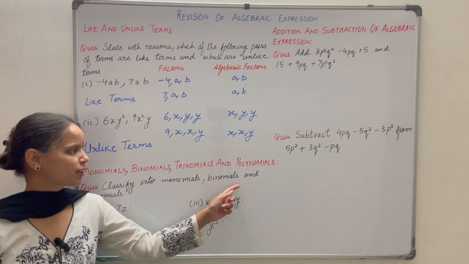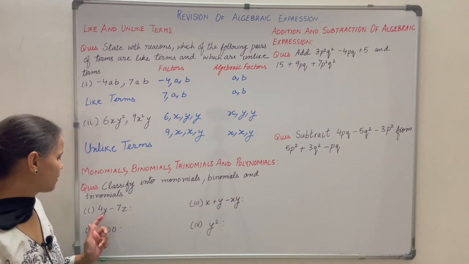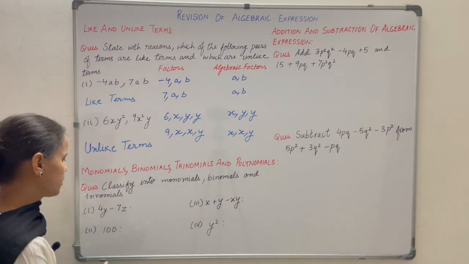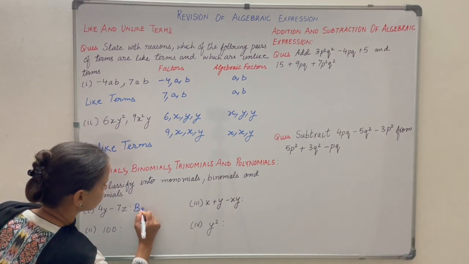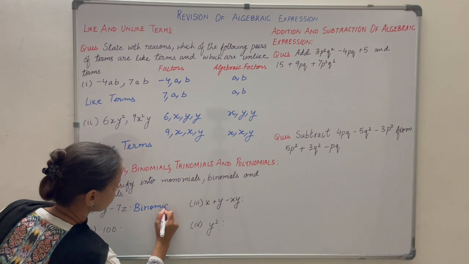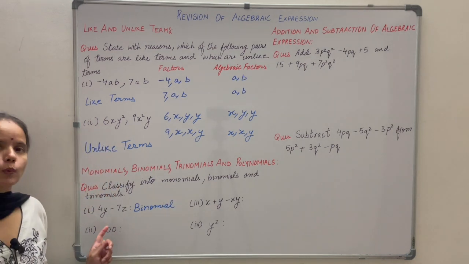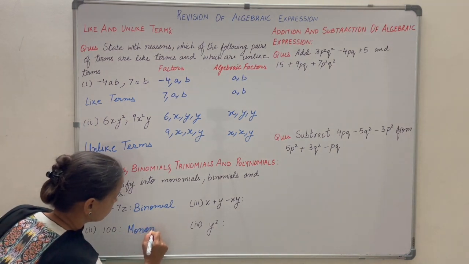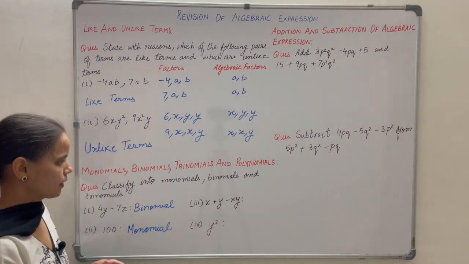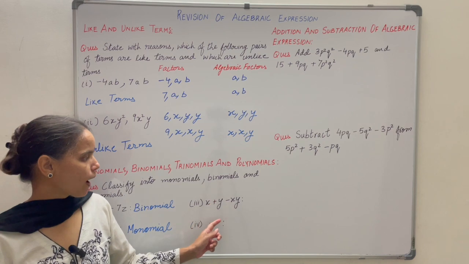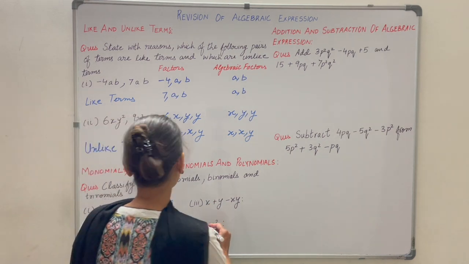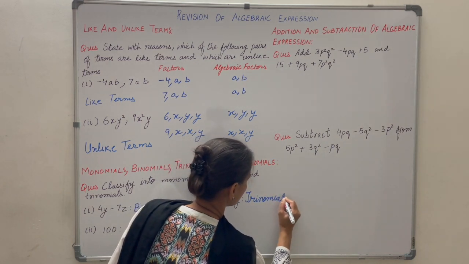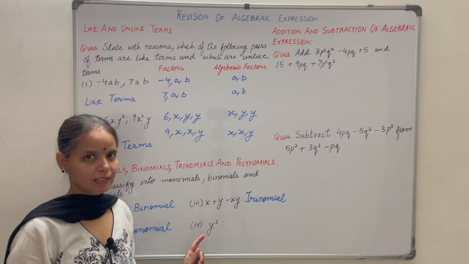Classify into monomials, binomials and trinomials. 4y minus 7z. It has two terms, 4y and minus 7z. So it is a binomial. This one has one term, so it is a monomial. It has three terms, x, y and minus xy. So it is a trinomial. This has one term, so it is a monomial.